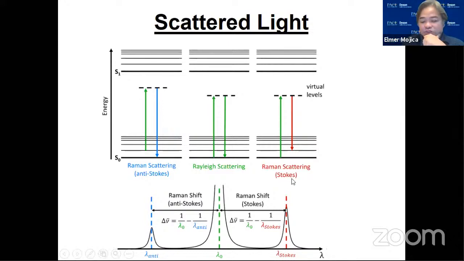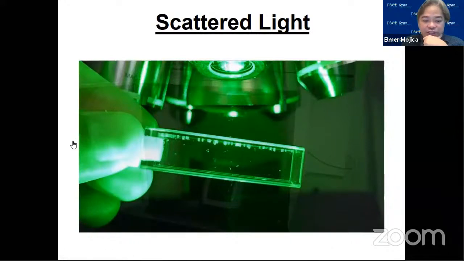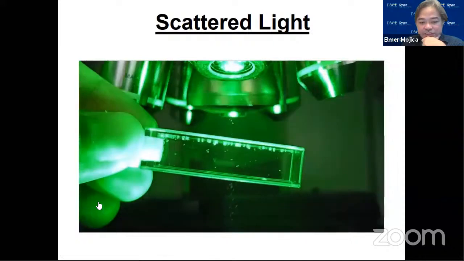If you're going to look at the intensity, Rayleigh scattering is the strongest. 99.99% of scattering is really Rayleigh, and less than 0.1, or 0.01 to 0.1%, is just Raman. But the change in the wavelength is enough to determine any changes in the vibrational modes in the molecule. If we're going to look at how Raman really looks like, I have a short clip here.